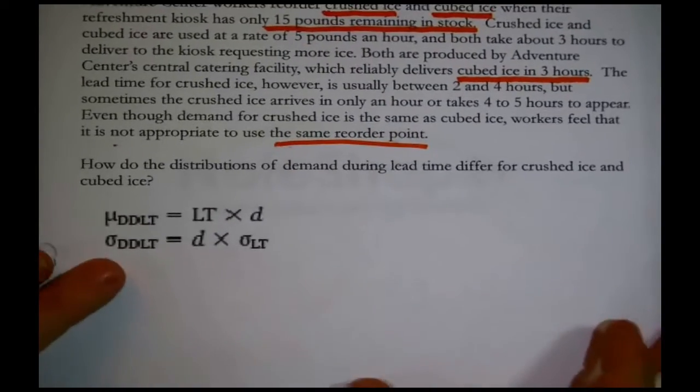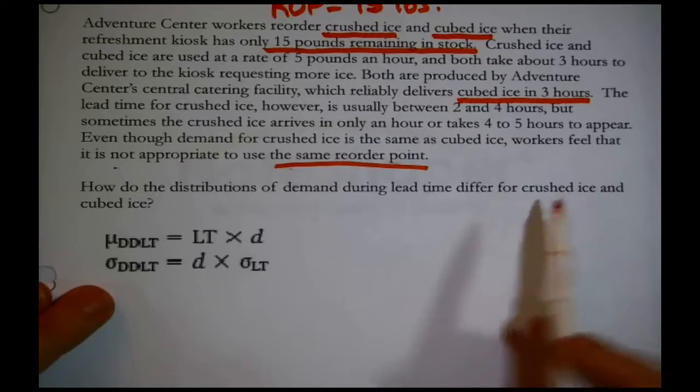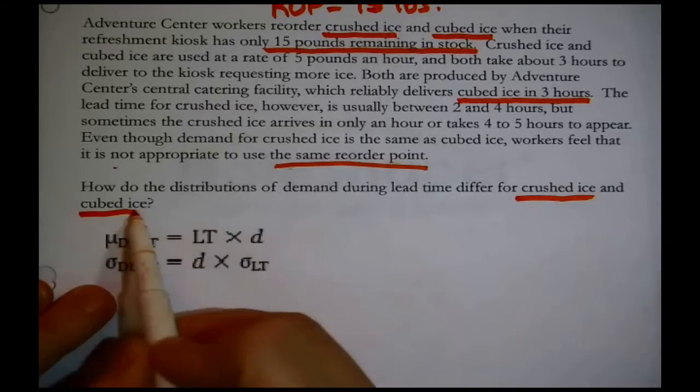Okay, first question. How do the distributions of demand during lead time differ for two items, crushed ice versus cubed ice? Now, this is a pretty short scenario, right? It's just one little paragraph of information. There is an unusually crazy amount of information lurking inside that one paragraph, though. So before we make some informed comment on their query, I'm going to need to organize this information. They keep saying crushed ice and cubed ice.